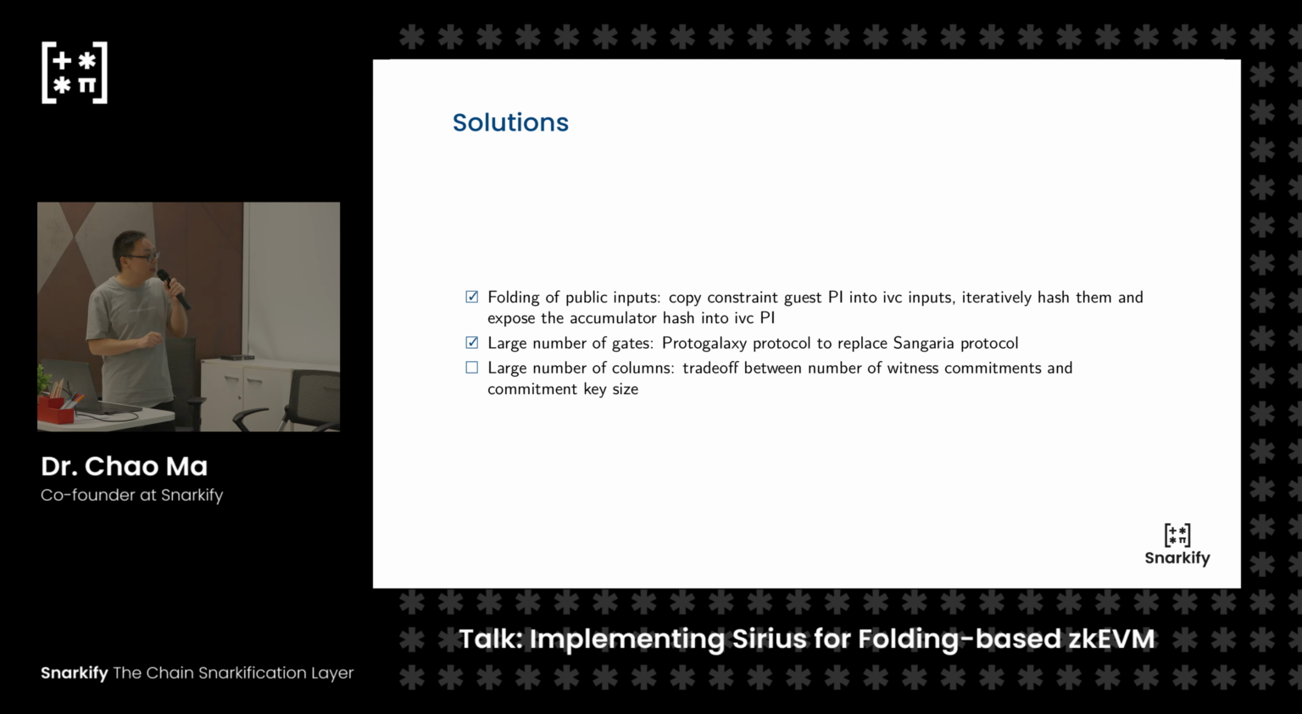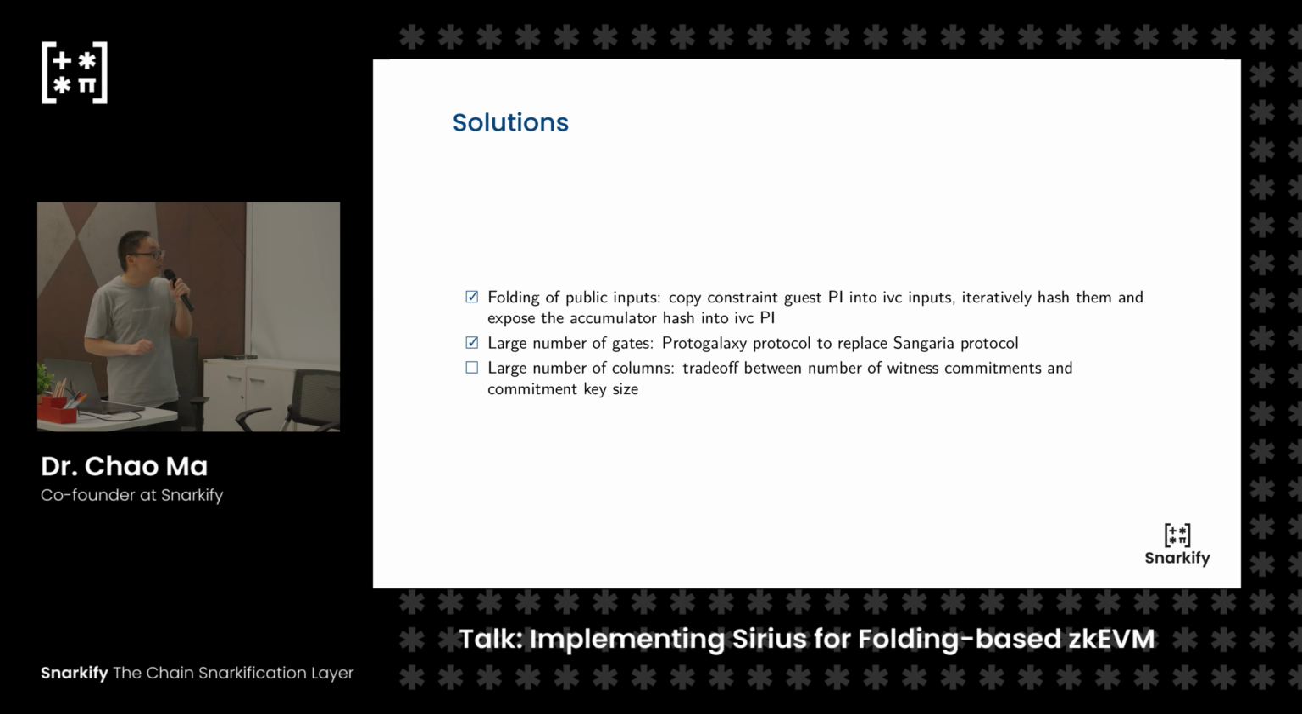For the second challenge, where we have a large number of gates, the solution is we just use the protogalaxy protocol to replace the Sangria protocol. Since this is not our topic today, and it is a complicated topic itself, we will just skip it. But the idea is that protogalaxy can deal with a large number of gates. So this problem is also solved.